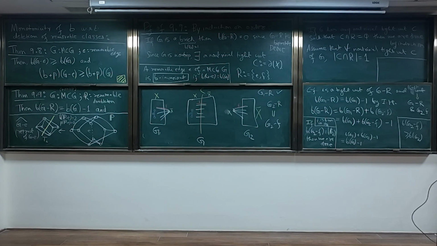While during the break, Manoj was mentioning possibly using peripheral tight cuts. So that is something worth trying. Can you use a peripheral tight cut to finish the proof? We don't know.